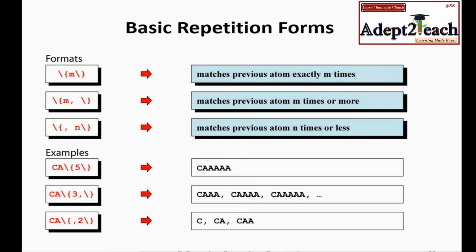If I do not want to put a restriction on the minimum number of matching repetitions, but want to put a restriction on the maximum number of matching repetitions, I can leave the first part blank, put a comma, and give the upper limit. That means let's say the upper limit is 5. So it will start from 0 repetitions up till 5 repetitions.